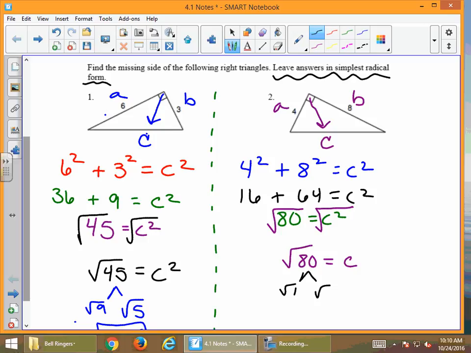16 goes into 80 how many times? 5. So the square root of 16, or we take the square root of 5. Nope, we're done. Questions?